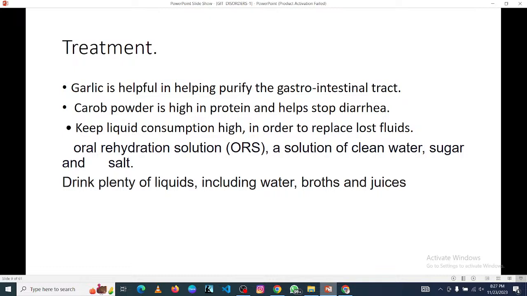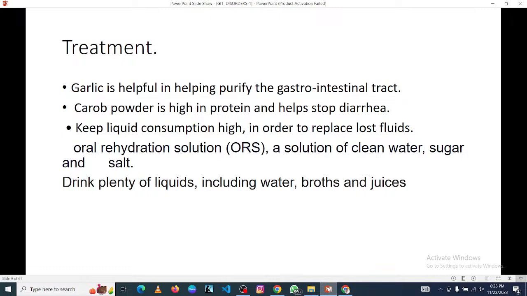So carob powder. I believe most of us know carob. I have carob actually here with me. Carob powder is high in protein and helps stop diarrhea. Carob powder, it's very powerful. You can use it as one of the drugs in treating high blood pressure, because it helps lower blood cholesterol levels. The same thing with garlic. Garlic would also lower or reduce the cholesterol levels in the blood, burn the plaques in the arteries and all that.